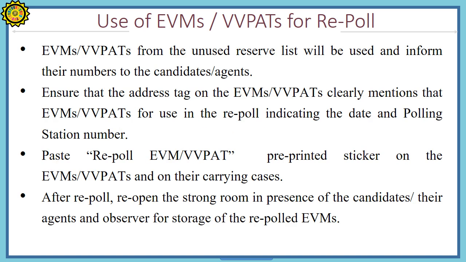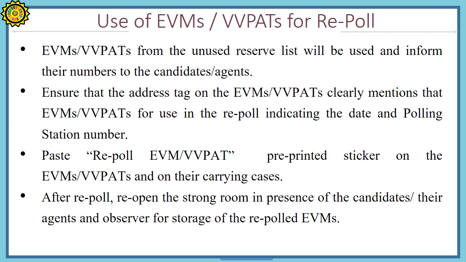Use of EVM VVPAT for Repoll. EVM and VVPAT from the unused reserve list will be used, and inform their numbers to the candidates or their agents. Ensure that the address tag on the EVM VVPAT clearly mentions that the EVM VVPAT is for use in the Repoll, indicating the date and polling station number. Paste the Repoll EVM VVPAT pre-printed sticker on the EVM VVPAT and on their carrying cases.